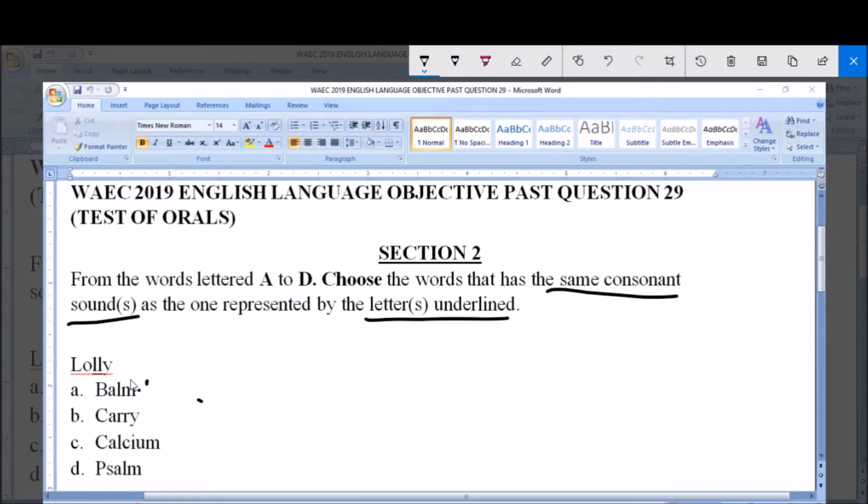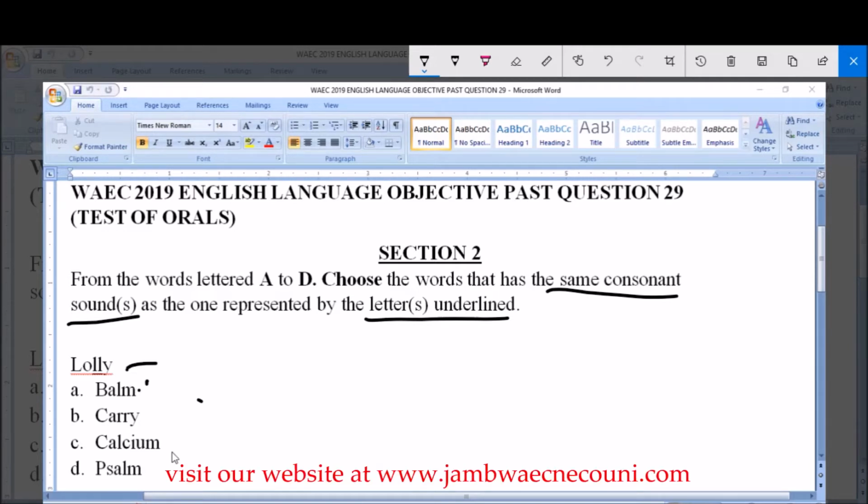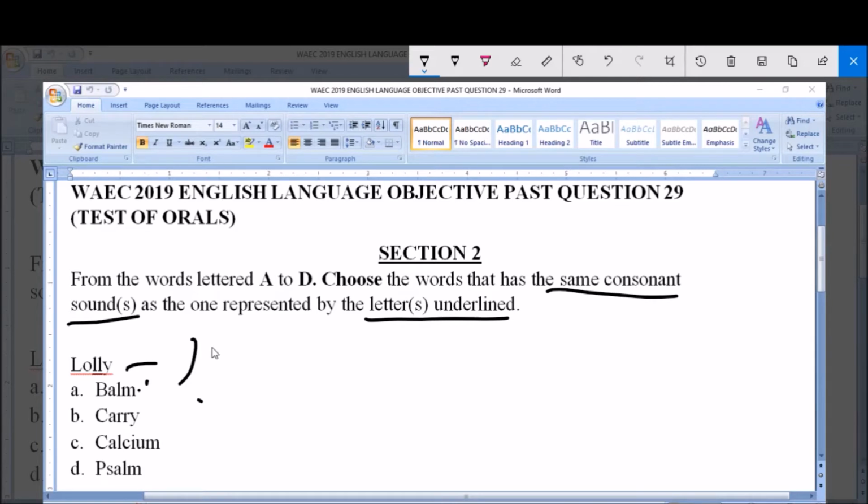So first I will transcribe the word given to us and transcribe each of the options so we can see the consonant sound represented by the letters underlined and also the consonant sounds in each of the options. So the word lolly is transcribed this way.